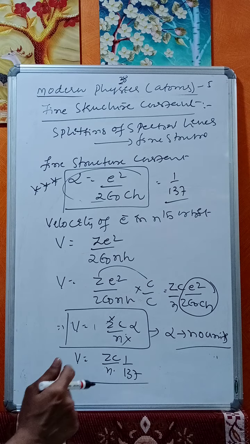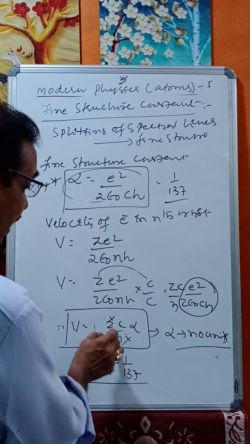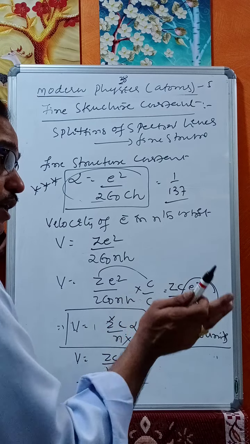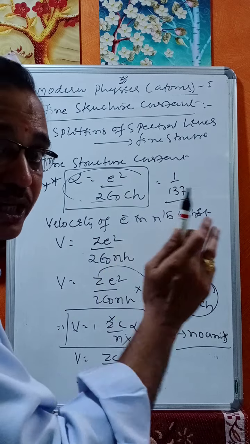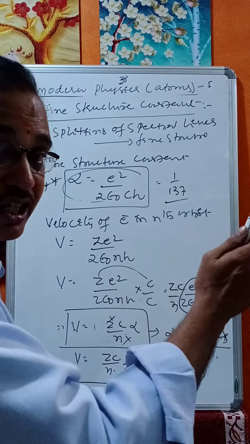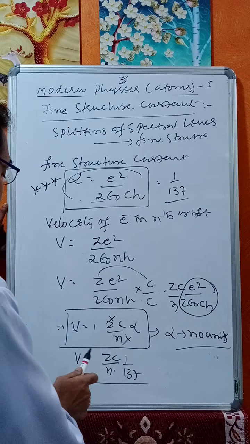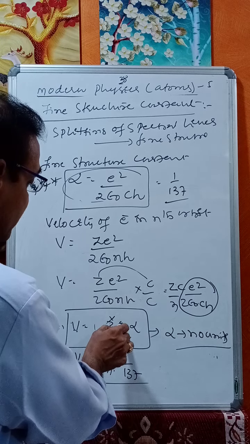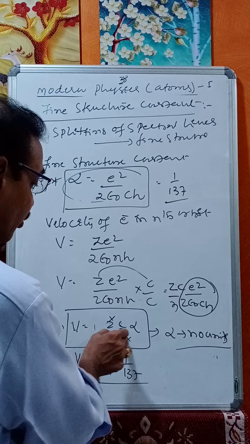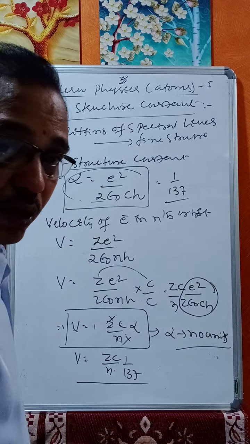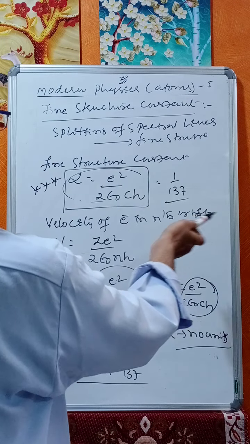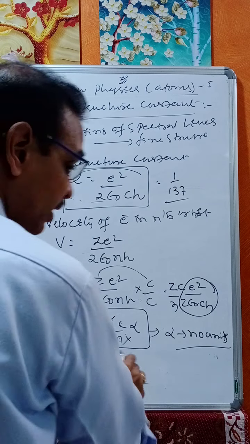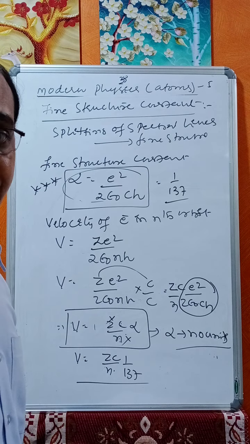Why? Because Z and n have no units. If this should be velocity, that should be velocity. We can equate kilometers to kilometers and liters to liters only, but we cannot equate liters to kilograms. So in V equals Z c by n, Z and n have no unit, c and V have the unit of velocity, therefore alpha should have no unit. You can also check this dimensionally. So this is something about the fine structure constant, a very important one.